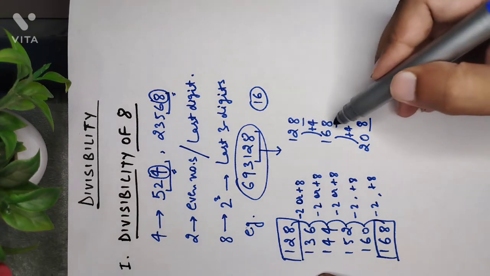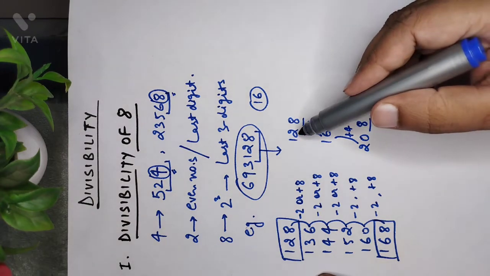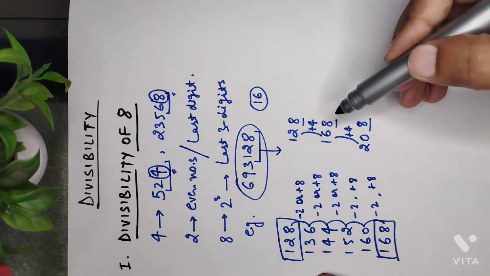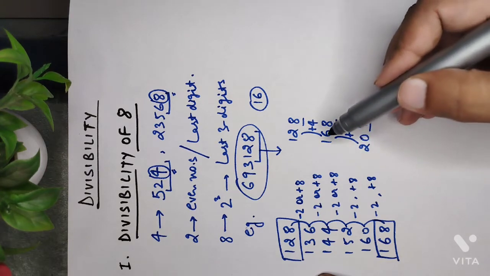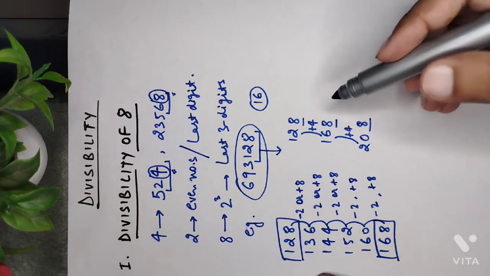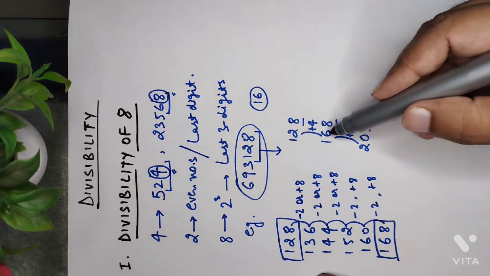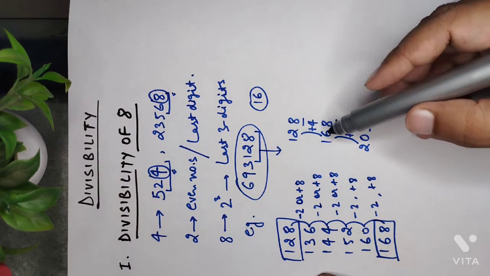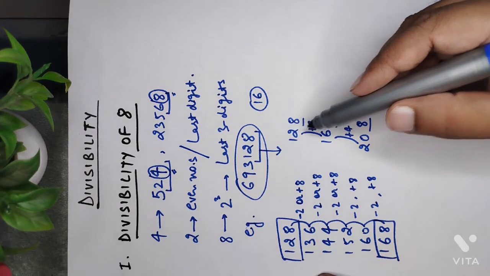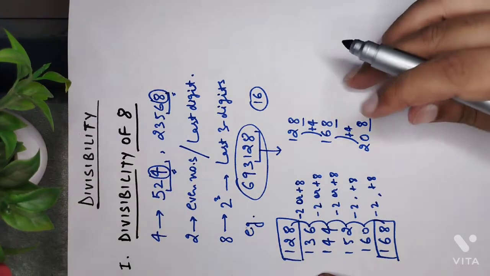If you are keeping this unit digit same, then this middle digit increases by 4, or decreases by 4. For example, if it is 0, then if I decrease it by 4, it should be 6. If I decrease it by 4, it should be 2. So this is what you have to remember.